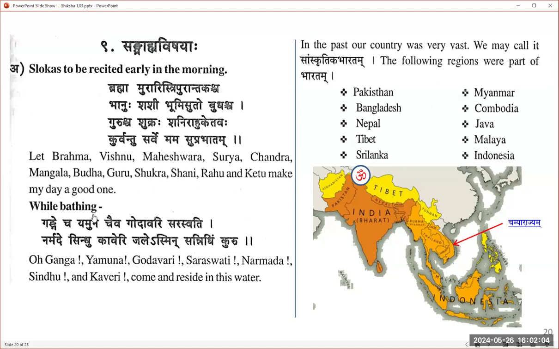While bathing, okay. Gange cha Yamune chaiva Godavari Saraswati Narmade Sindhu Kaveri Jalesmin Sannidhim Kuru. Everything is in Sambodhana here. He Gange, he Yamune, he Godavari, he Saraswati, he Narmade, he Sindhu, he Kaveri. Asmin Jale Tava Sannidhim Kuru.